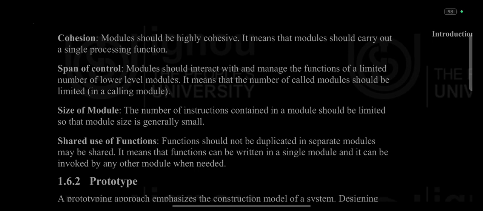Cohesion. Modules should be highly cohesive. It means that modules should carry out a single processing function. Span of control. Modules should interact with and manage the functions of a limited number of lower level modules. It means that the number of called modules should be limited in a calling module.